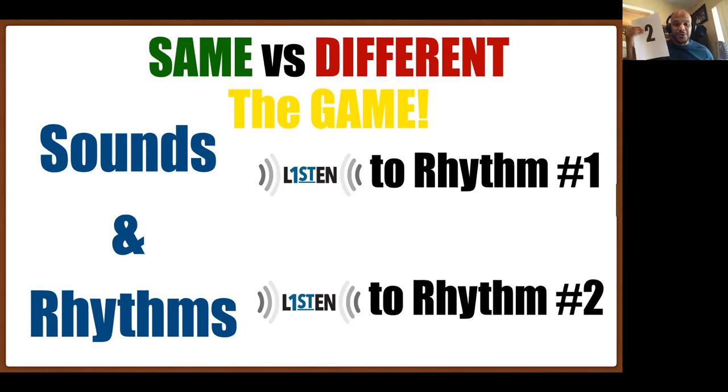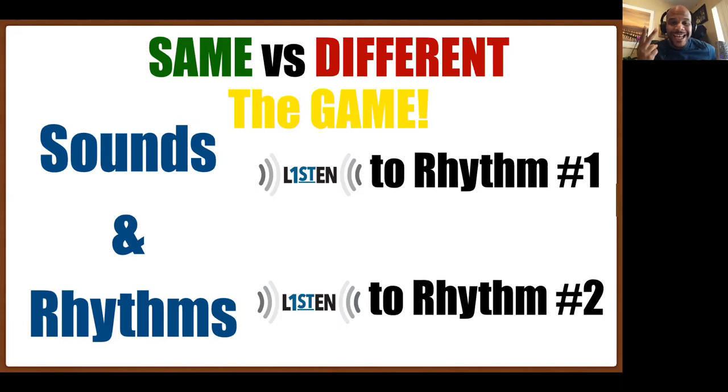Rhythm number 2. Tree, tree, tree, apple. Listen again. Let's get that out of the way. That might be distracting. Rhythm number 1. Apple, tree, apple, tree.